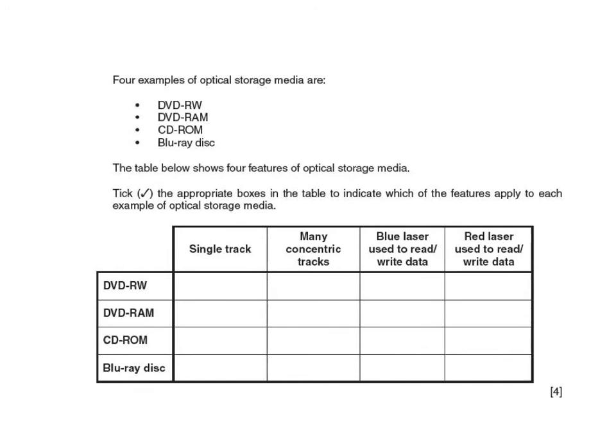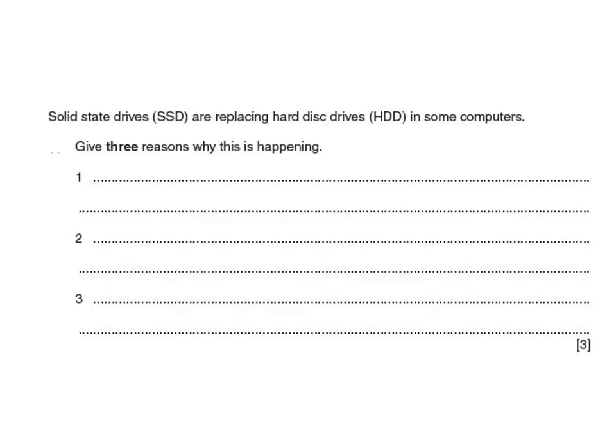Let's do this one real quick because we already covered it. Go down to columns. Which ones have got a single track? Well, DVD RW does, CD does, and Blu-ray does. Many concentric tracks, that's only for DVD RAM. Blue laser to read stuff is only for Blu-ray, and then red laser for these other ones. Easy peasy, but that's the things that we need to be able to describe. That's a good question, nice easy one.